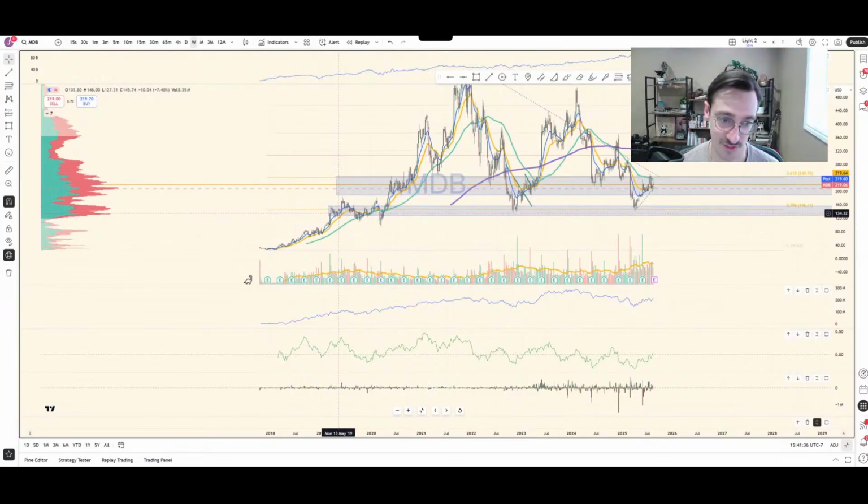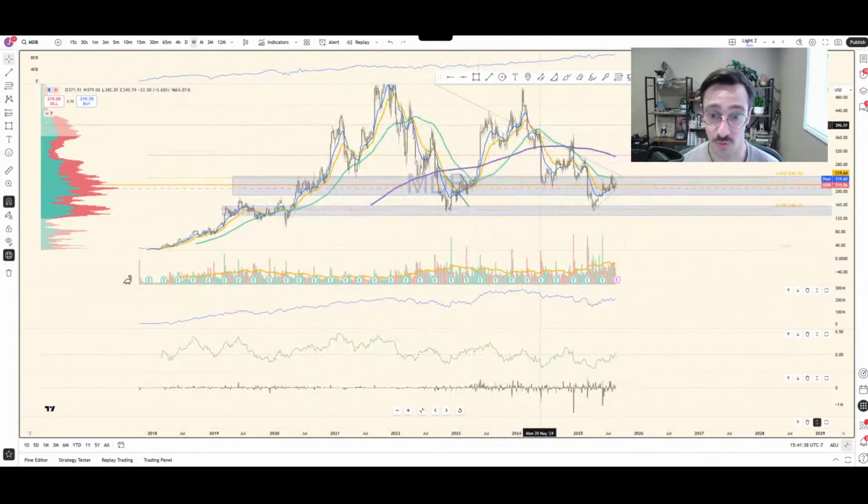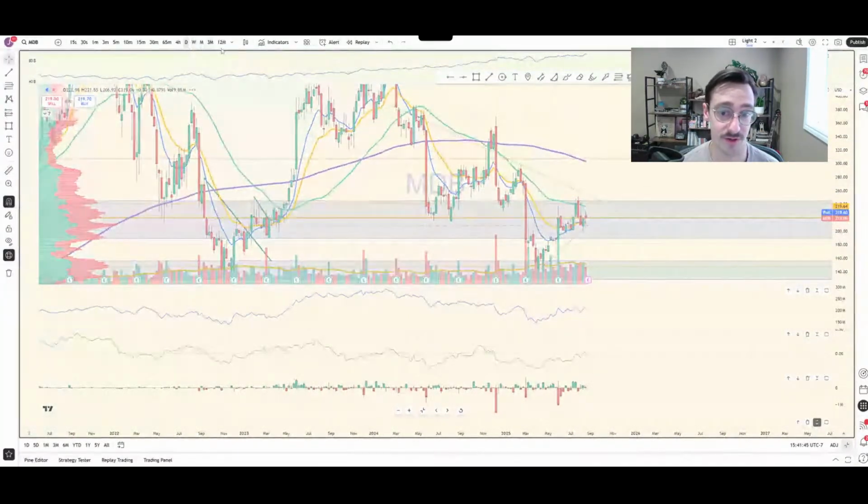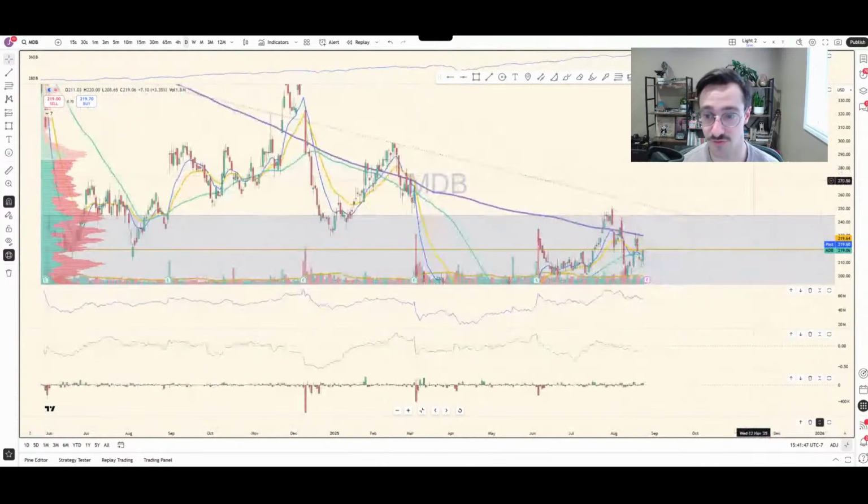Also, it was into this previous base where it broke out from. Very, very nice. We came back. We revisited that. We held the lows. That's important to note. Now we have weekly moving averages curling up and under. On the daily, we are still fighting, though.